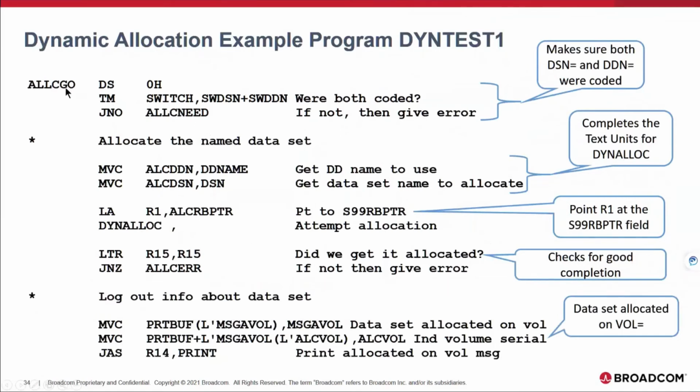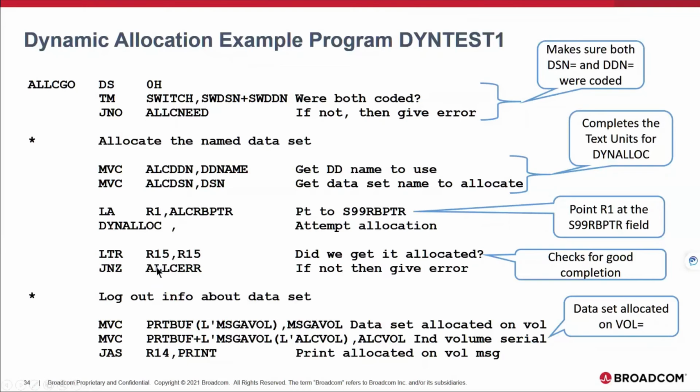Once we've pulled all our parameters in, he makes one check here. It says, did I get both the DSN and the DD name? And if both of them are not on, then he gives an error. And if they're both on, it drops through. So we say, okay, copy the dataset name and the DD name to the alloc DDN and the alloc DSN. These are the two fields that were in the text units for this allocation. And he points to the S99RB pointer and issues the dynamic allocation macro.